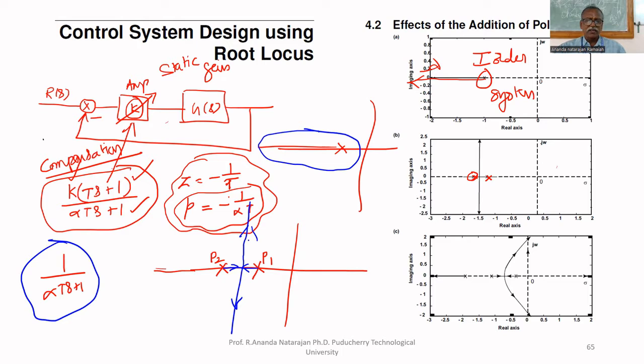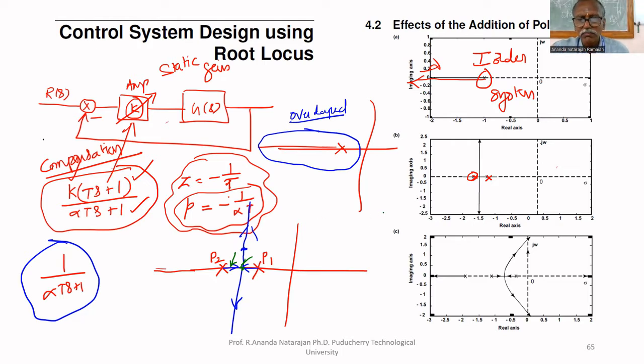Still it is stable only, but here it is an over-damped system. Now it becomes over-damped, critically damped, or under-damped depending upon the selection of the pole. Suppose you select the pole here, then the system becomes underdamped. Suppose you select the pole at this point, that is the breakaway point, the system becomes critically damped. If we select a pole here, the system is overdamped. So we can select the pole so that the desired characteristic can be obtained.